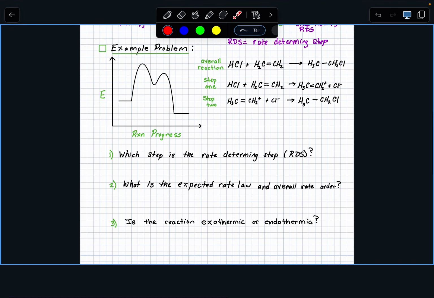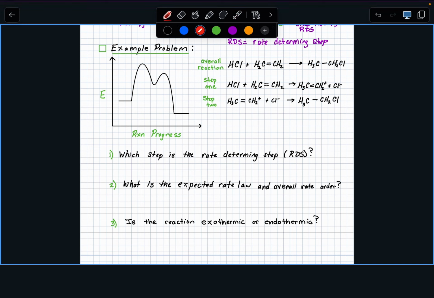So they believe that when this hydrogen chloride molecule collides with an ethene molecule, you'll have this intermediate that's actually both. Okay, those are going to be our intermediates, plural. And then they have to collide, and then it'll actually produce that product with that double bond being broken, and the hydrogen and the chlorine atoms placed onto that organic ethane molecule. All right, so with the graph that's given on the side, you have to decide these 3 questions. Which one's rate determining? What's the expected rate law and the overall rate order? And is this reaction endothermic or exothermic?